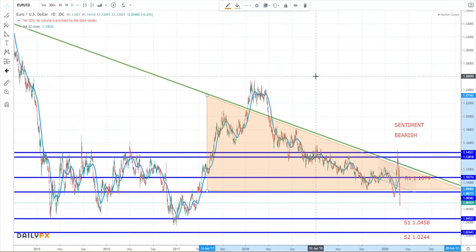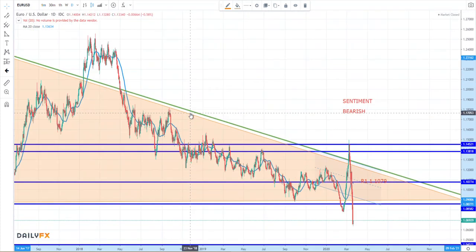U.S. dollar riding strong. Okay, well, I hope you make lots of pips this week. Look for a swing back for your next sell opportunity. We'll talk soon.